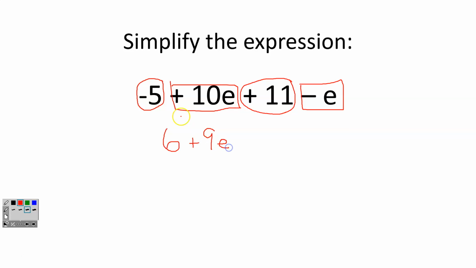Now notice I put the shapes around the sign that's in front of it. This kind of helps me determine positives and negatives. So 6 plus 9e or 9e plus 6, it depends on which order, either one's okay.